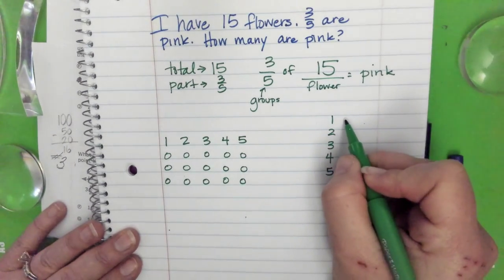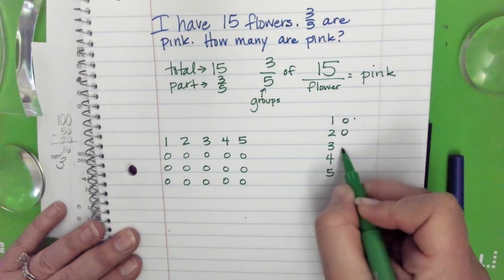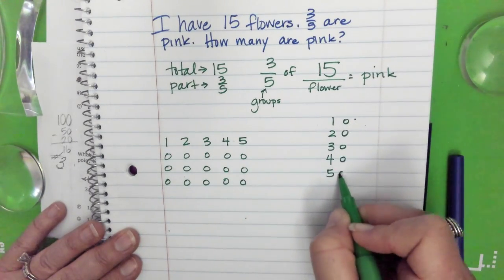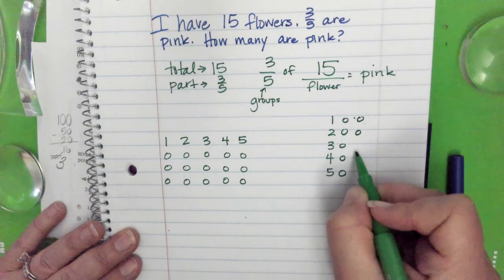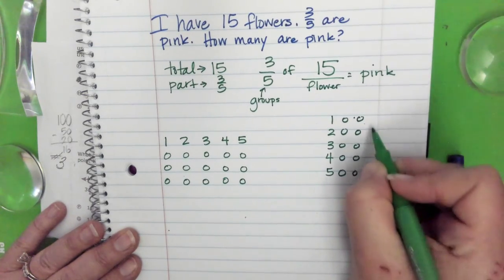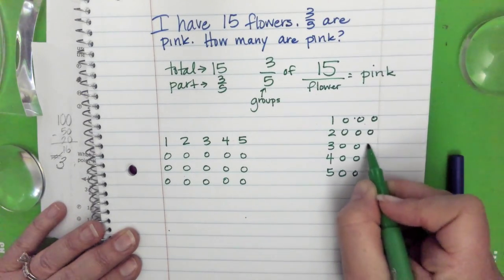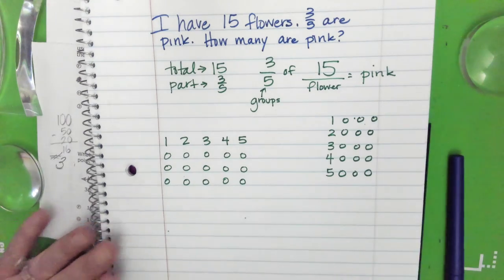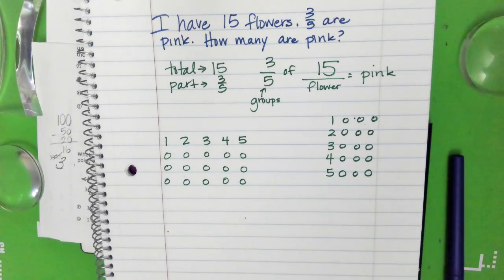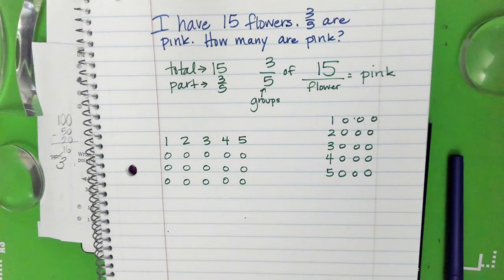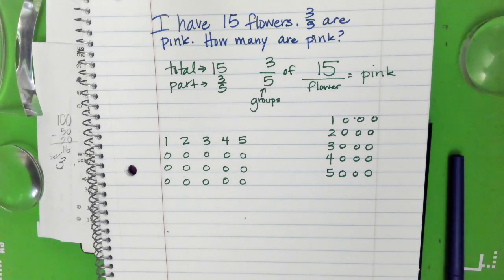I can do it horizontally. 1, 2, 3, that's vertically, 4, 5, 6, 7, 8, 9, 10, 11, 12, 13, 14, 15 flowers. So, what am I going to take of my 15 flowers, Zoe? What am I taking? Or what am I talking about?